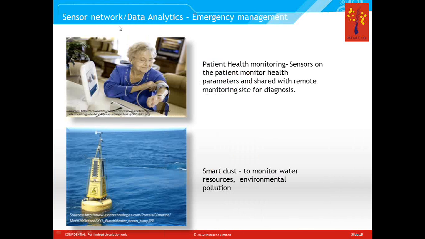We talked about sensor networks. We also talked about a lot of this data analytics that you can use to take decisions. These are some of the examples. For example, assisted living, or helping old people to live alone, but still you want to monitor their conditions and their health continuously. So you use different kinds of sensors on the patient, and you can monitor the health of the patient remotely.